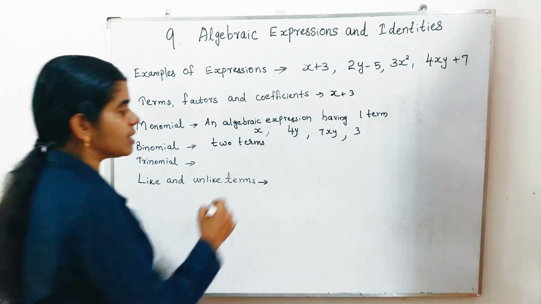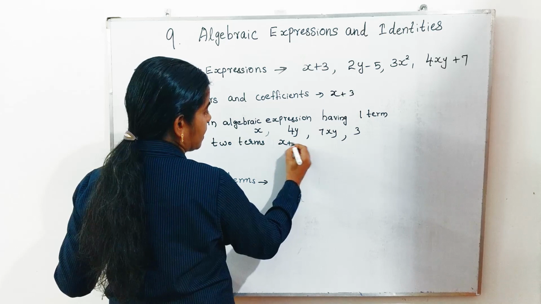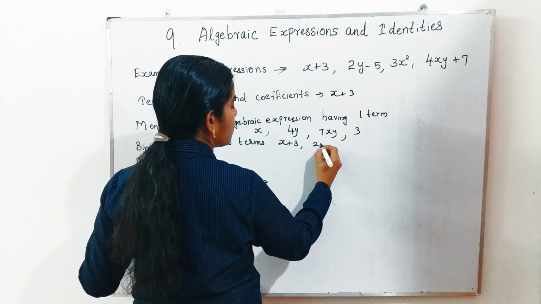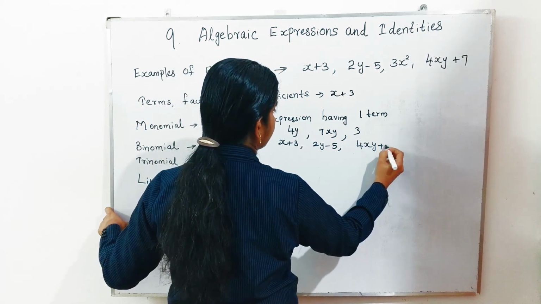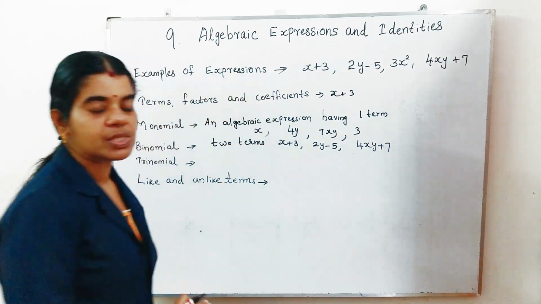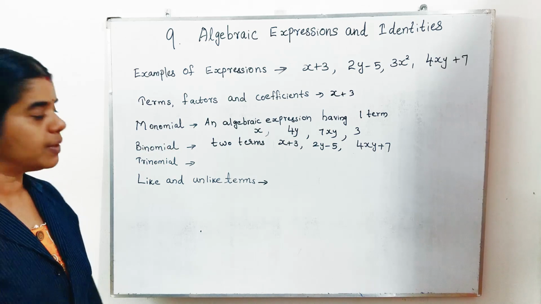Can you give examples? x plus 3 is a binomial. 2y minus 5 is also a binomial. 4xy plus 7 also has two terms. These are all examples of a binomial.